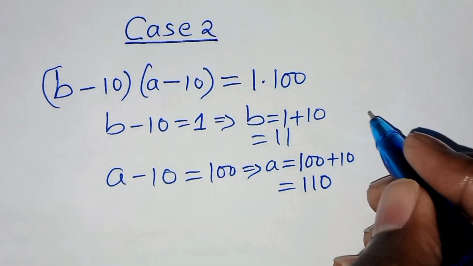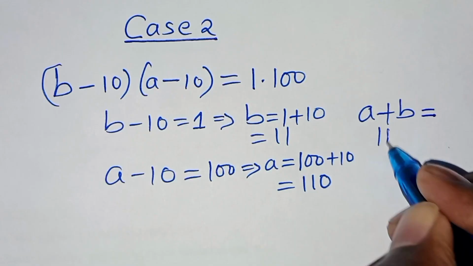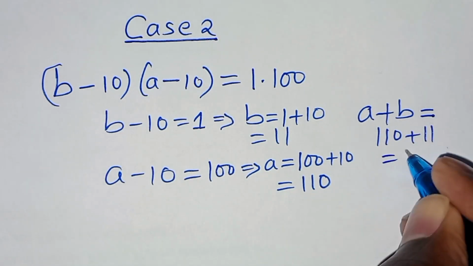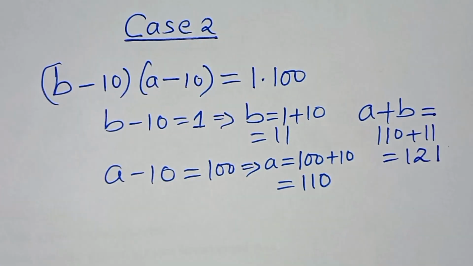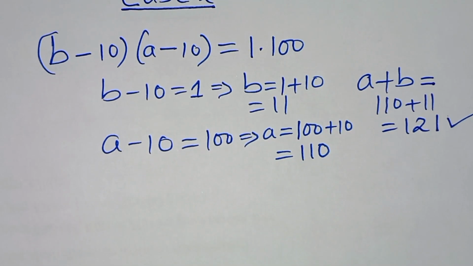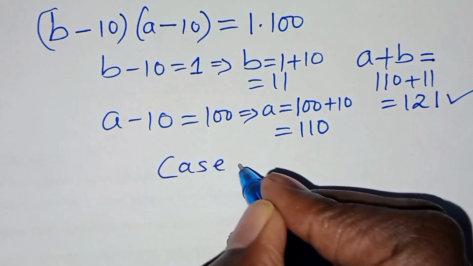So that implies that a plus b will be equal to 110 plus 11, and this is equal to 121. So this is still the second solution. This is the solution to case 2. Let's move to case 3 here.